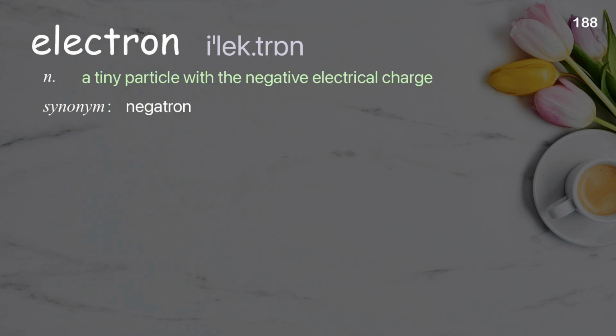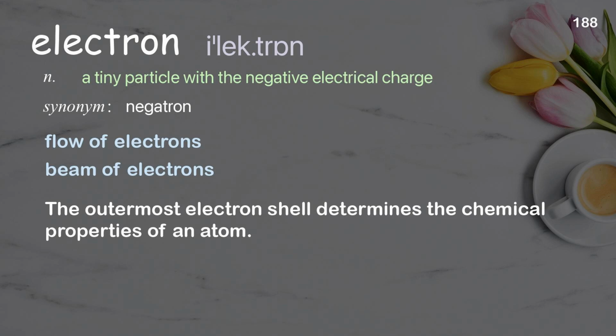Electron. A tiny particle with a negative electrical charge. Examples: flow of electrons. Beam of electrons. The outermost electron shell determines the chemical properties of an atom.